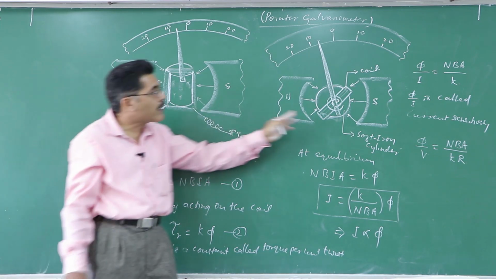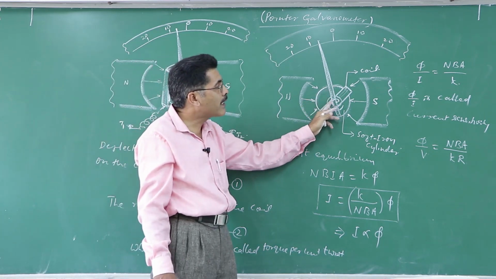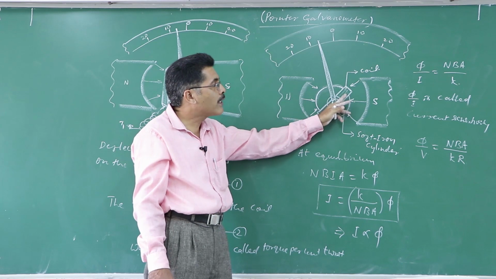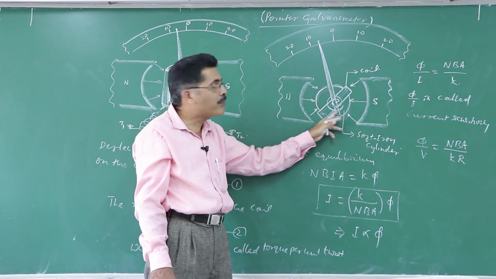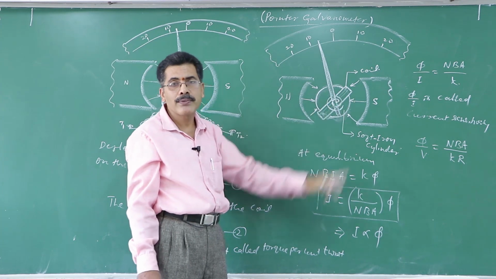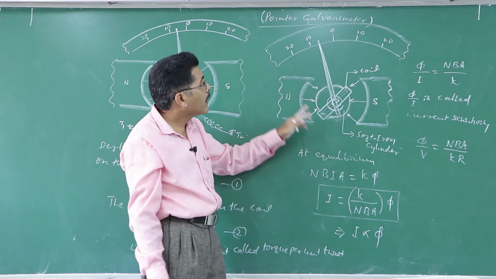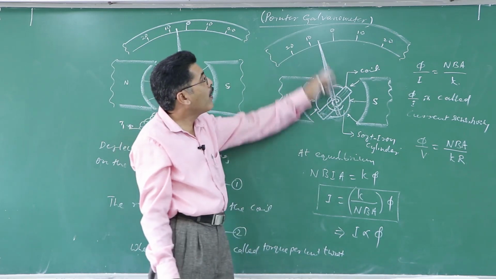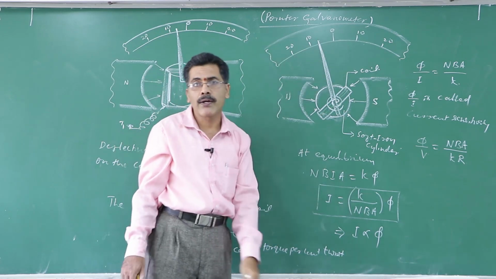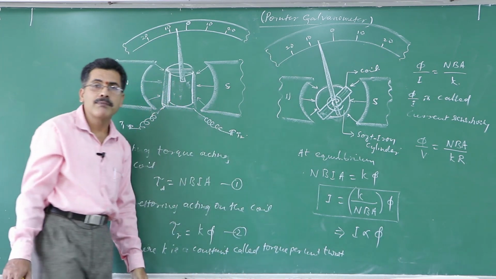The same thing is shown here. This is the soft iron cylinder, this is a rectangular coil, and its motion is controlled by a helical, spiral spring, and it is placed in between two concave pole pieces. A long aluminum pointer is attached to the coil so that it can move across the semicircular scale.